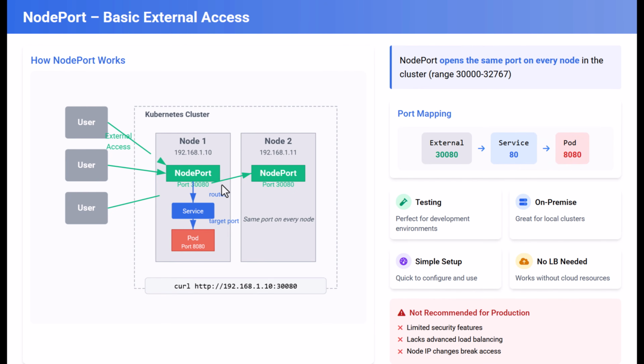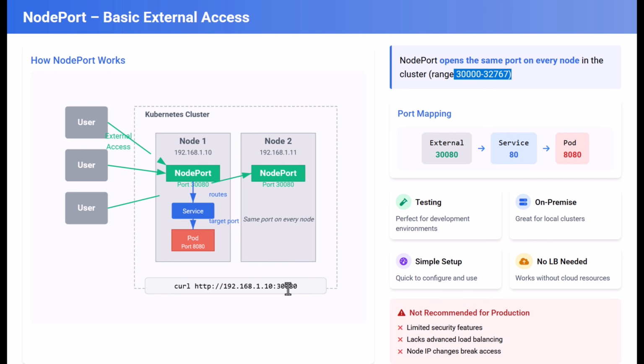Now let's move on to NodePort, the easiest way to access your app from outside the Kubernetes cluster. With NodePort, Kubernetes opens a specific static port on every node in a cluster. This port is usually picked from a special range, 30,000 to 32,767. Once it's set up, users can access your application using any node IP address followed by the NodePort. Here is the pattern: HTTP://node-IP:NodePort.